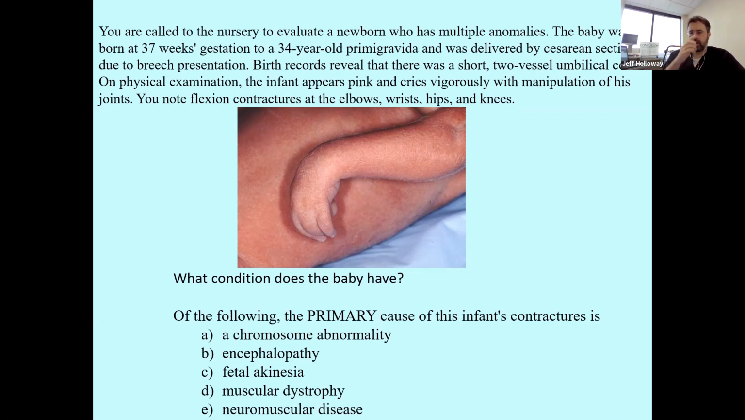Has anyone thought of what condition this patient has? It's actually a very common test question. I just ran into Stalwart talking to Liz about it, because it's something they always like to ask about. So this patient has arthrogryposis. And does anyone remember what causes that?